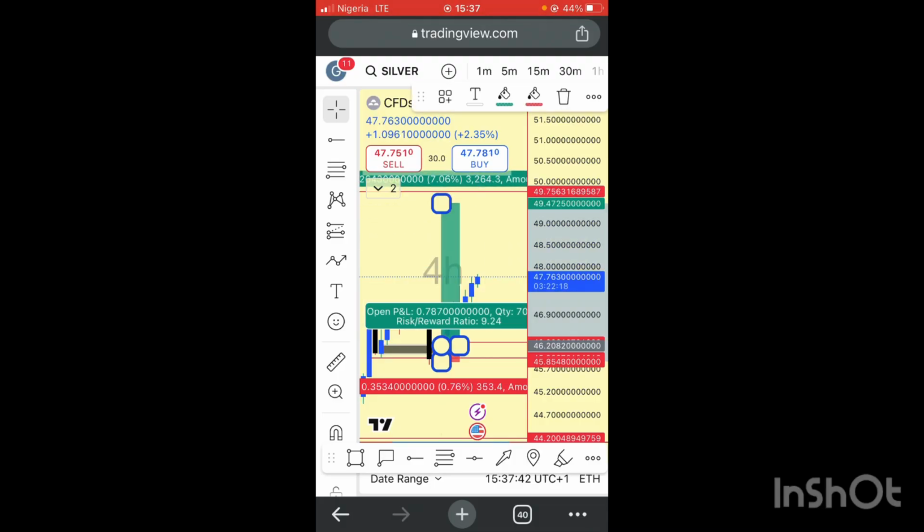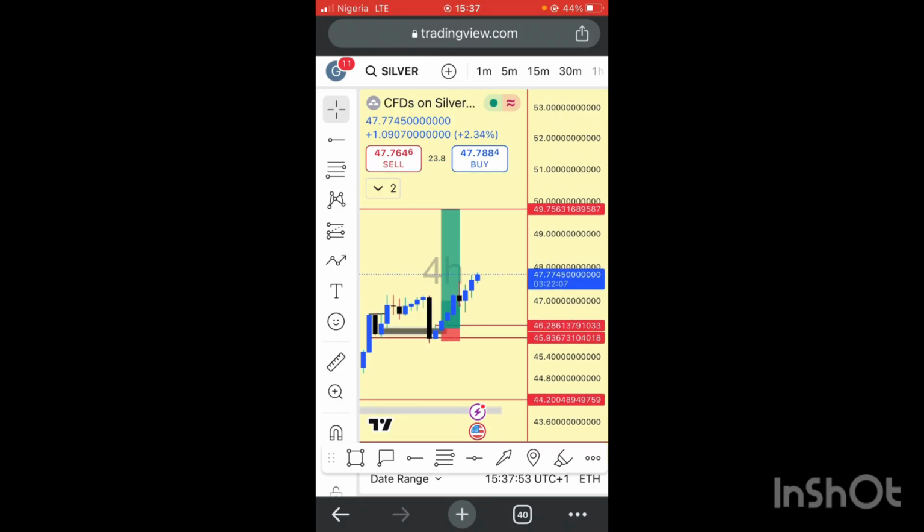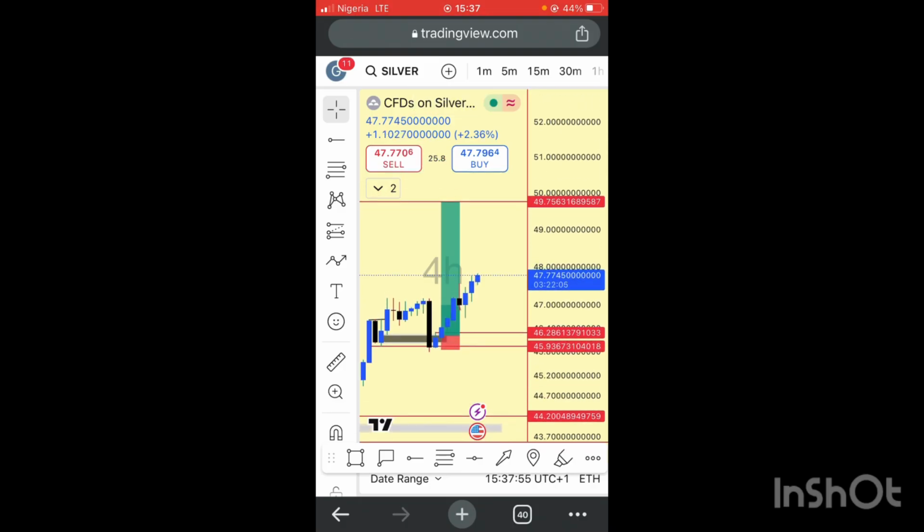So once the market is able to get here, to 49.738, that is where I'll start looking for sells on silver. I believe that this month the market will get to it before dropping. So for now, guys, I'm still very much bullish on silver. I'm just going to be holding my trade and trailing my stops as it moves. So that's basically what the update is right now.